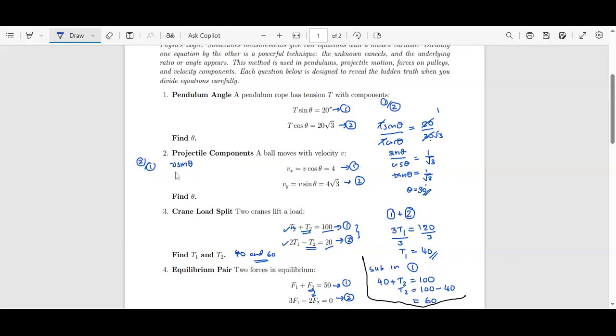So v sine theta gets divided by v cos theta, and on the other side we have 4 root 3 over 4. The 4 cancels, the v cancels. Sine theta over cos theta, again, you should remember, is tan theta. Tan theta equals root 3. For 60 degrees you get tan 60 as root 3, right? So theta equals 60 degrees. Okay.